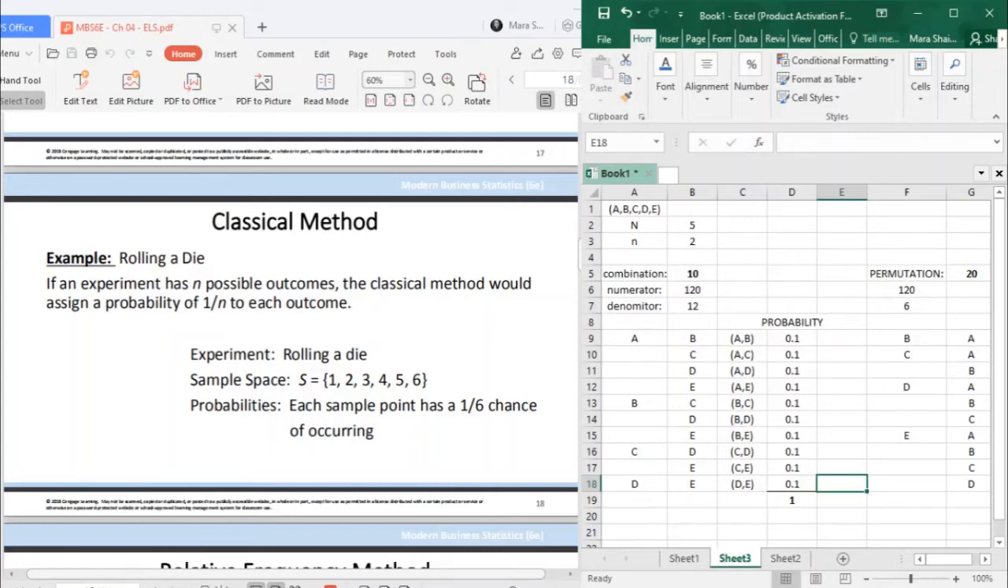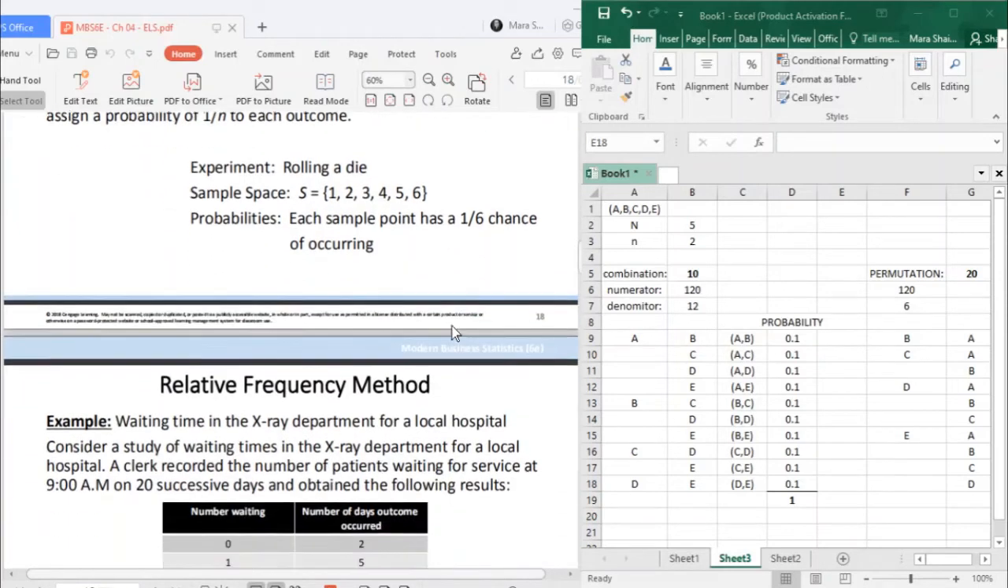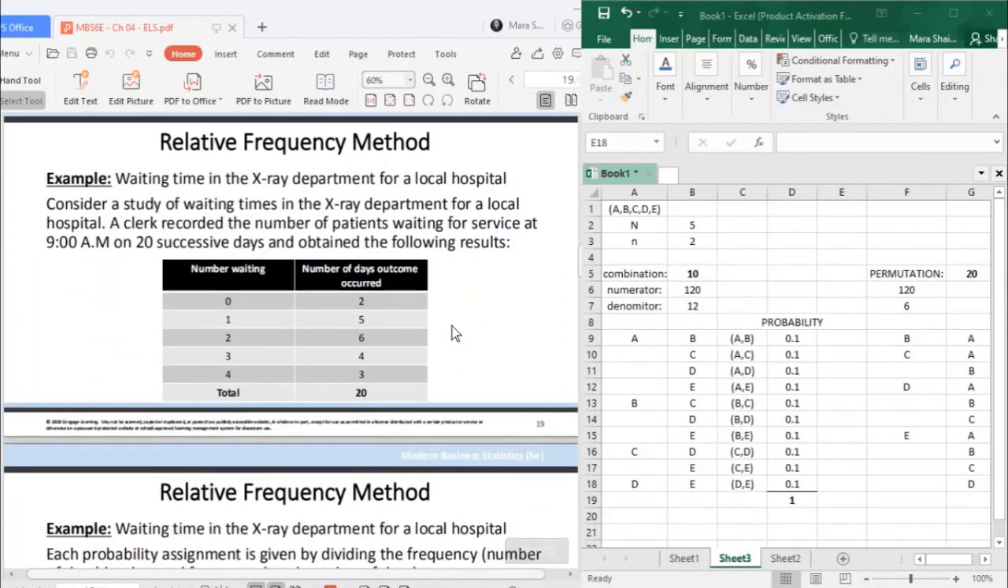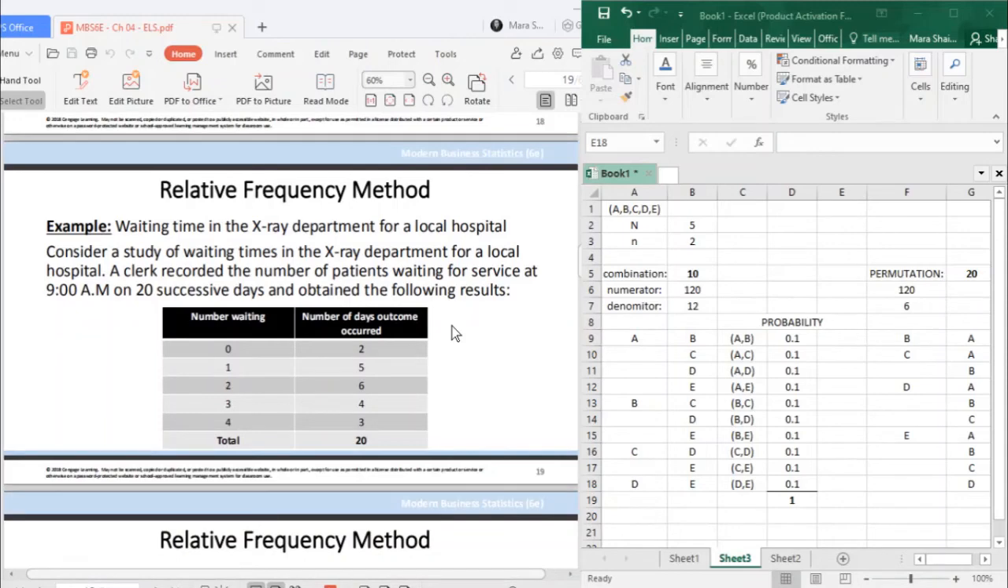Now, let's move on to the relative frequency method. So, in the relative frequency method, again, you already know how to get the relative frequency. By the name itself, relative frequency, how you get it is a frequency of your data or your value divided by the total frequency. So, makita pud na dinhi.